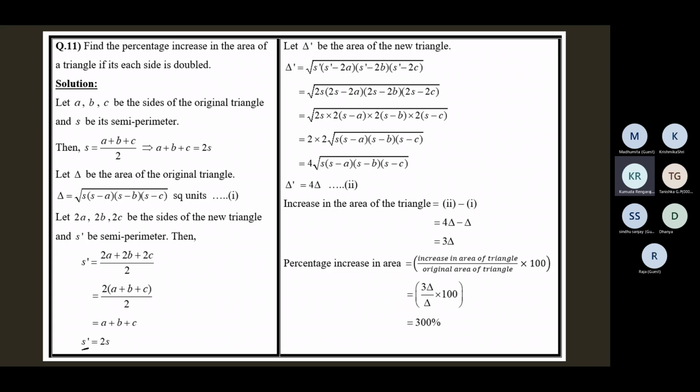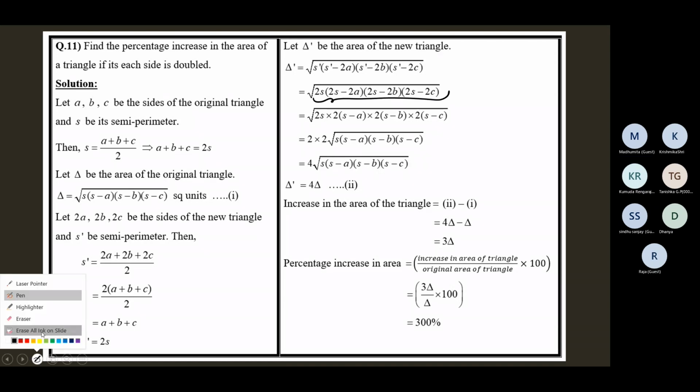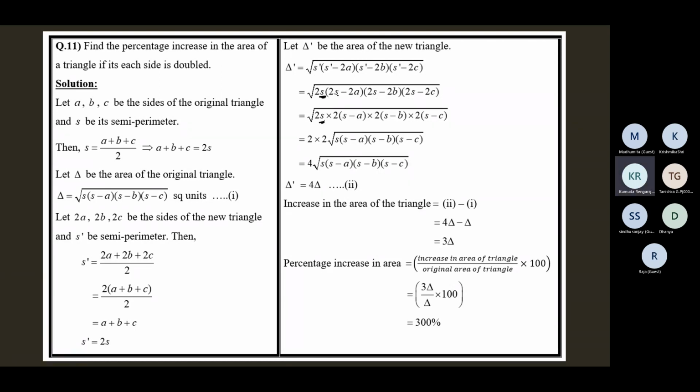Now what is S dash? It's 2S. So 2S into 2S minus 2A, into 2S minus 2B, into 2S minus 2C. Next, take out 2 common everywhere. See here, 2 is common between these two. Here also 2 is common. Here also 2 is common. And it's all multiplication under the square root. So square root of, I've written this 2S as it is, 2 is common, so into 2 into S minus A, into 2 into S minus B, 2 common, 2 common. You cannot put a plus sign in the middle. It's all multiplication.